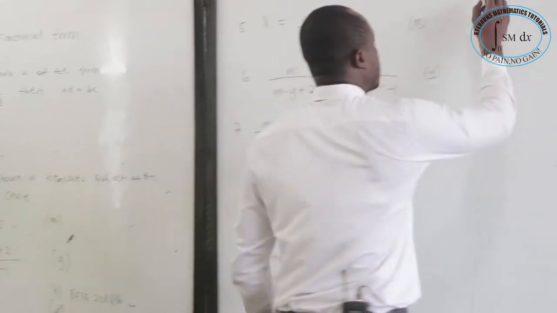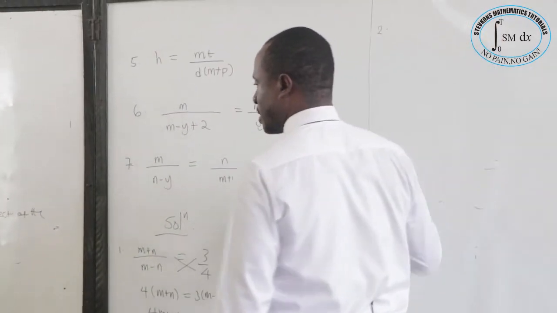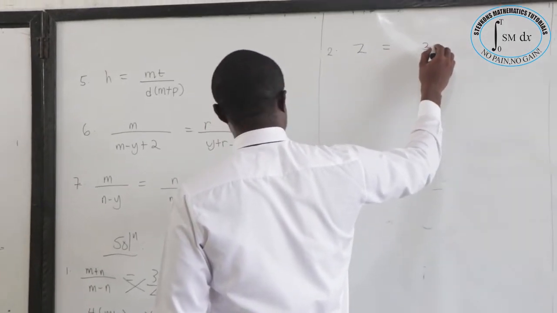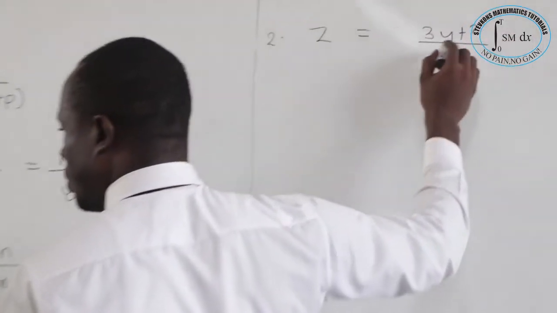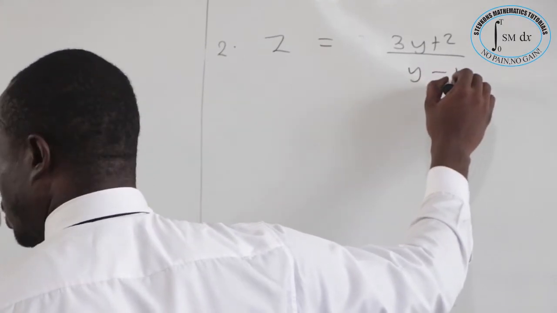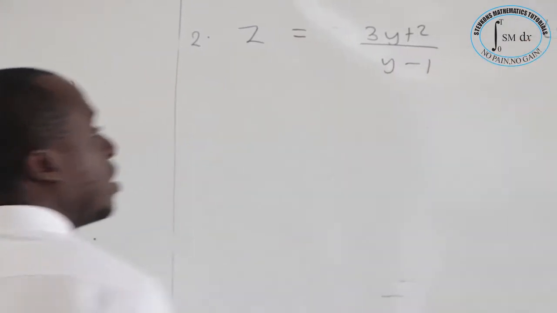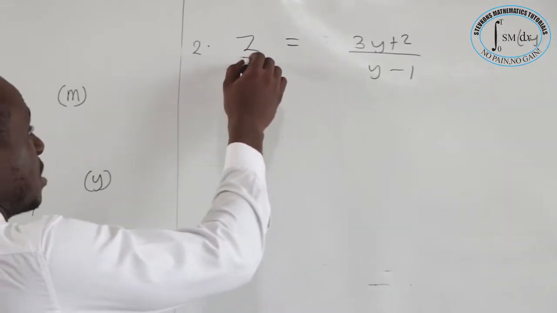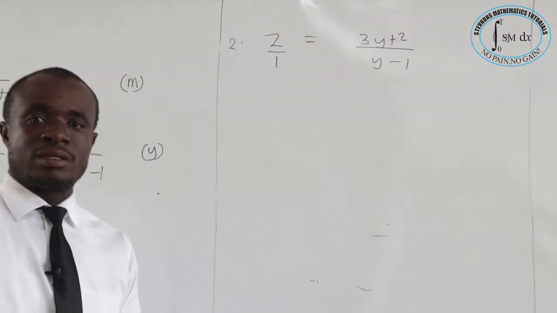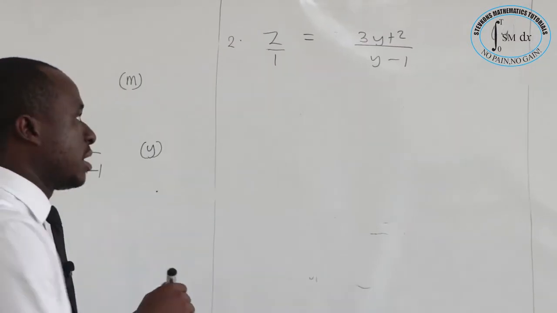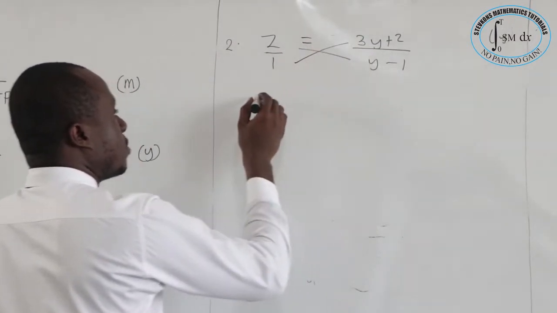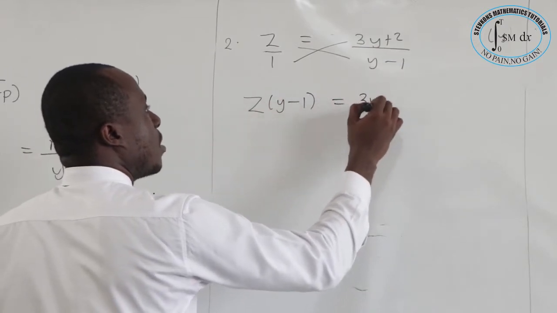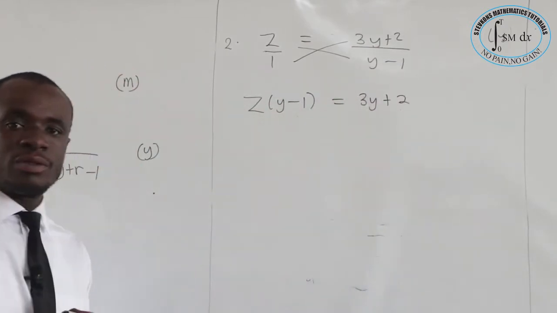Now let's see the second one. The second one we have z equal to (3y + 2)/(y − 1). We want to make y the subject. Now this z can be considered as z over 1, which is the same as z. So from here, what do we do? We cross multiply. So we have z(y − 1) = 3y + 2.